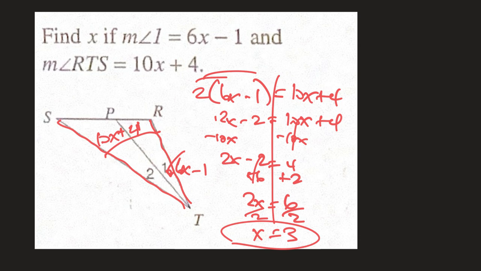What would the angle measure be? That'd be 6 times 3, 18. 18 minus 1 is 17. So one angle would be 17. Both angles together would be 34, if they want to know that.